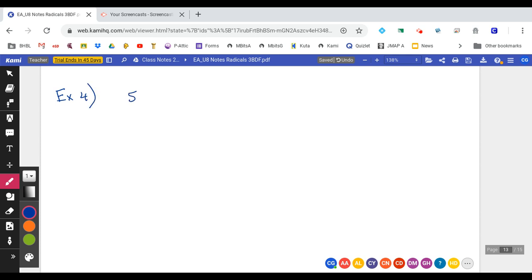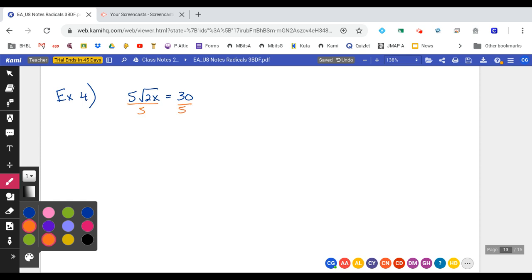All right, what if we have a number like this? So let's say 5 radical 2x equals 30. All right, so isolate it. So let's divide by 5. So now the square root of 2x equals 6. Now let's square both sides. So 2x equals 36. So x must be 18. And if we check that one, 2 times 18 is 36. The square root of 36 is 6. 5 times 6 is 30. This one will indeed check.